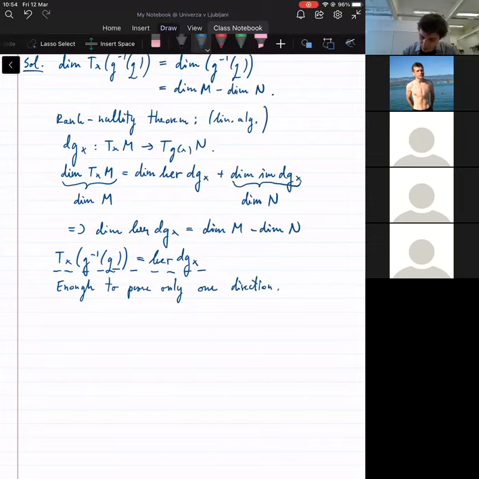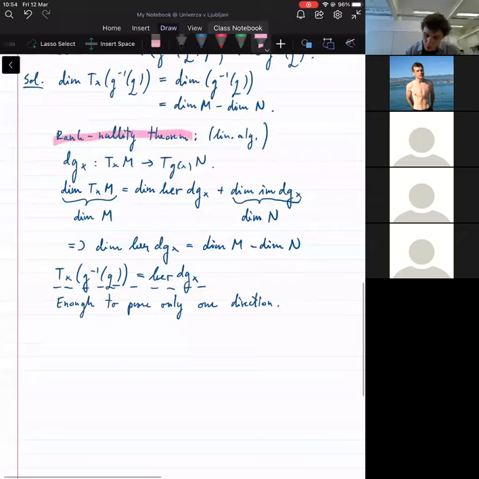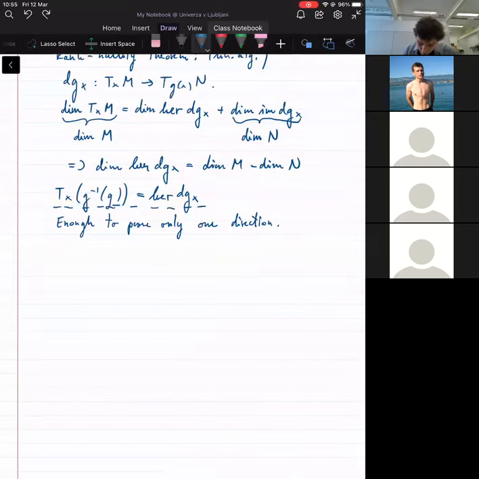This rank-nullity theorem is extremely important, okay? If I could, I'd make a square around it, so go take a look at how it's proved. This is really important. So it's enough only to prove one direction. And of course, we're going to try to prove the inclusion from left to right, because we're just going to take a v from T_x(g^-1(q)), and we're going to evaluate dg_x on this v.